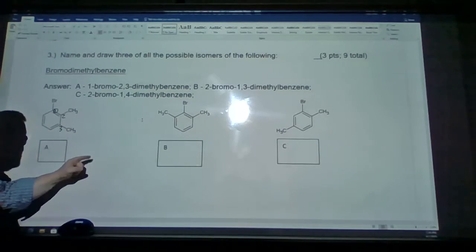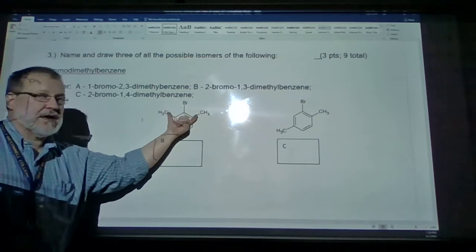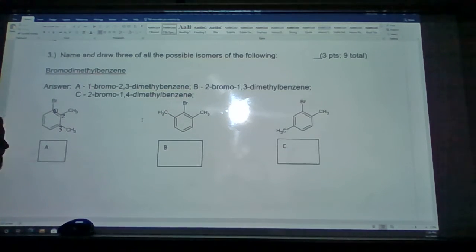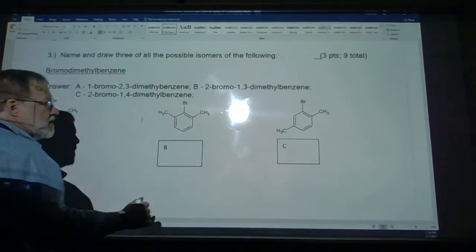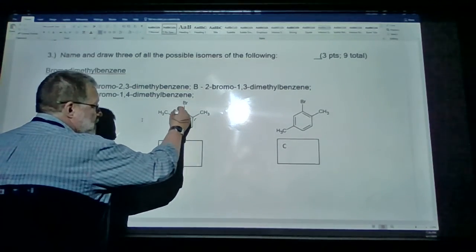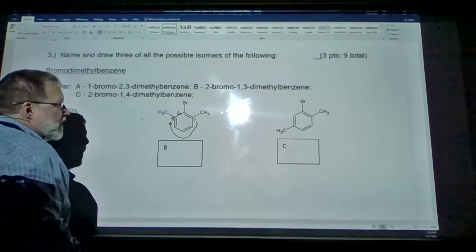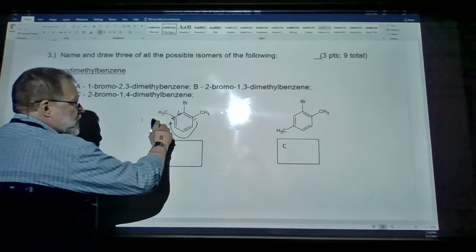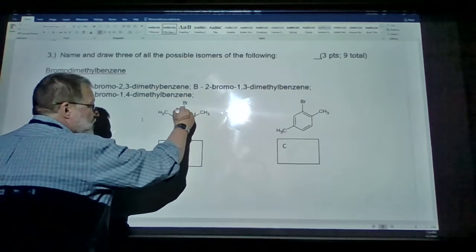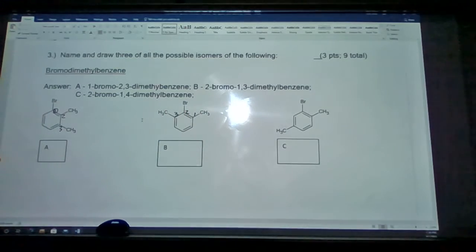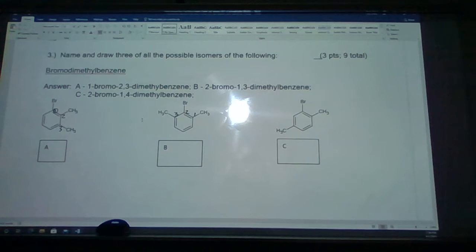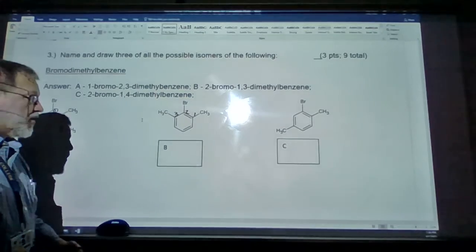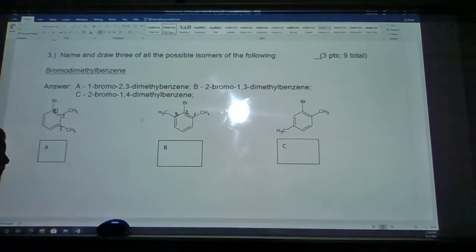Another isomer is where we have the bromine between the two CH3 groups. This is 2-bromo, 1,3-dimethylbenzene. If we number around the ring this way, we get a 1,5,6. But if we number 1, 2, 3, 1,5,6 is more than 1, 2, 3. So 1, 2, 3, 2-bromo, 1,3-dimethylbenzene.